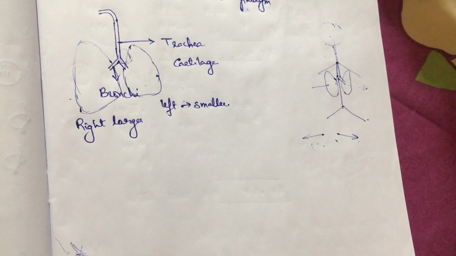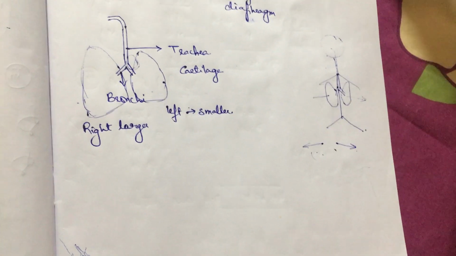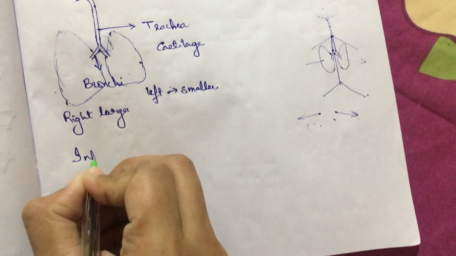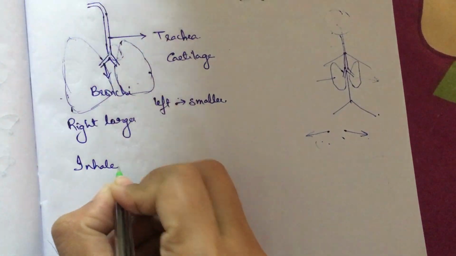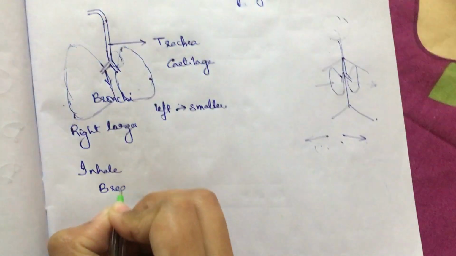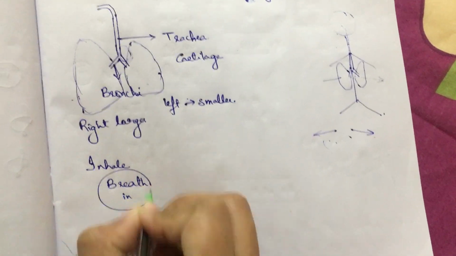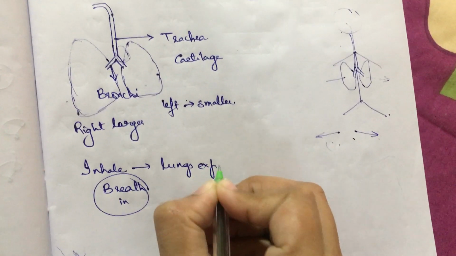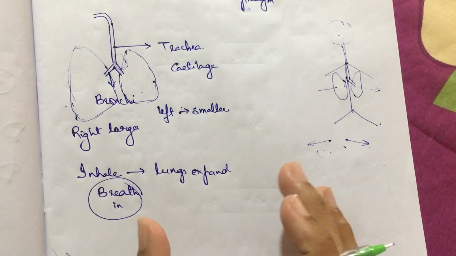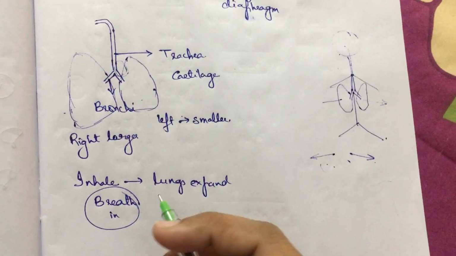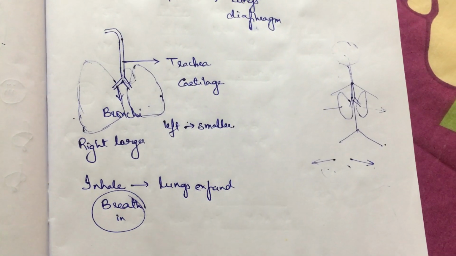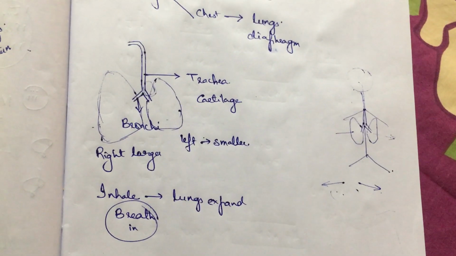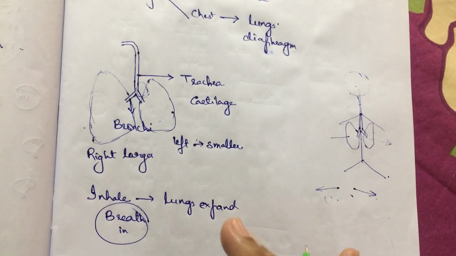So going further ahead, we are aware that when you inhale, inhalation is breathing in. When you breathe in, the lungs are going to expand. And for the expansion of the lungs there needs to be some space. Why is the space required? Because the lungs want to expand to full capacity. So where is the space going to come from?